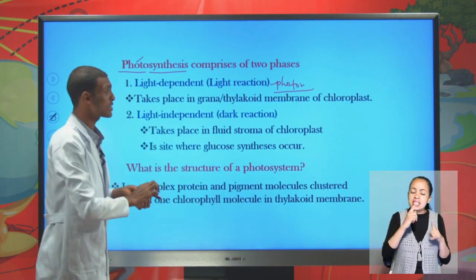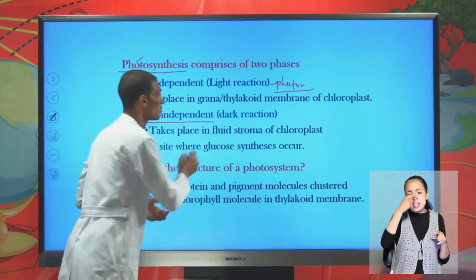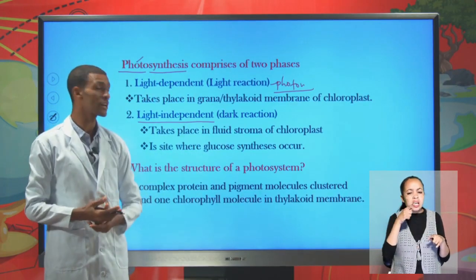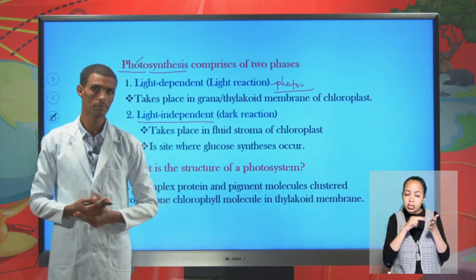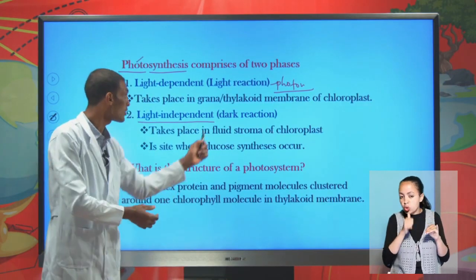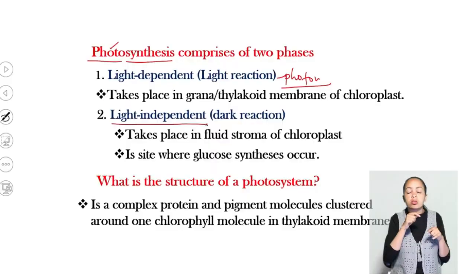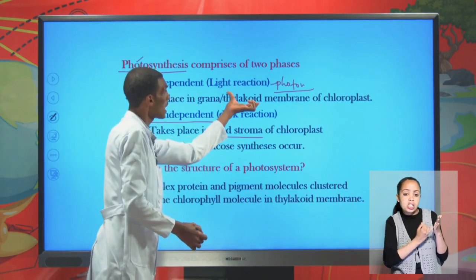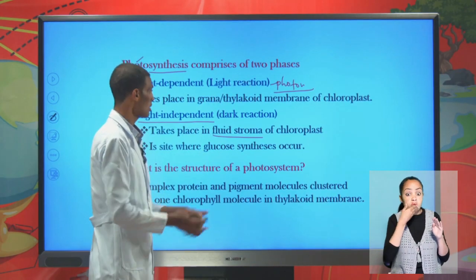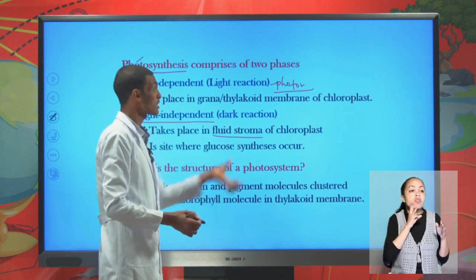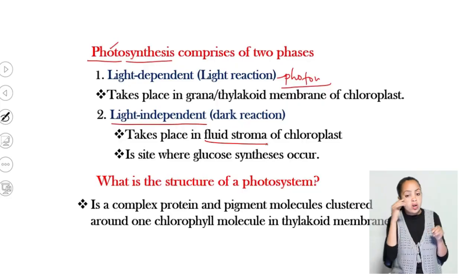The second phase of photosynthesis is the dark reaction, or light independent reaction. Students, do you think that when we say dark reaction it takes place in the dark? No. We mean that the light independent or dark reaction doesn't require energy from photons. So it takes place in the fluid stroma of the chloroplast. The thylakoid membrane is suited for the light reaction, whereas the fluid-filled stroma is suited for the dark reaction.